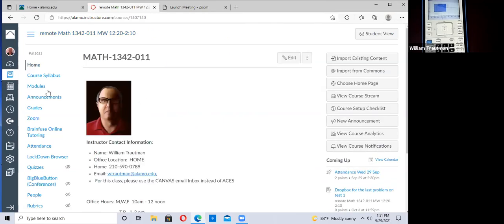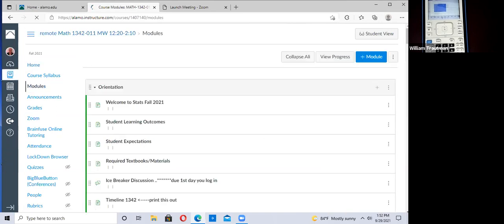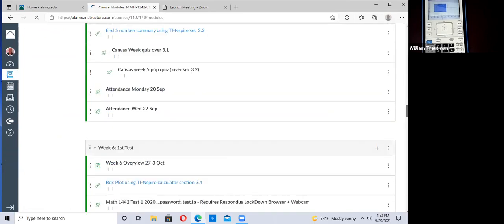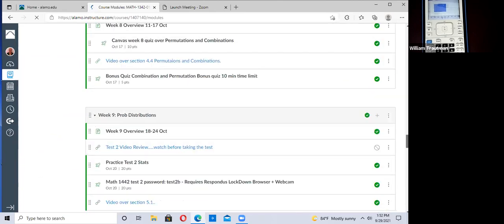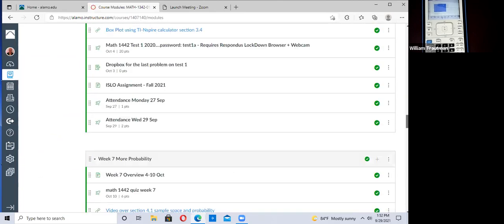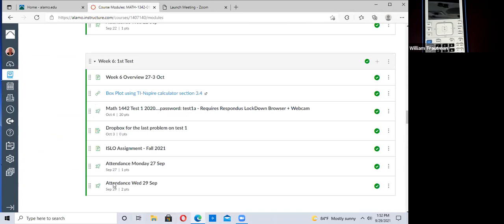That is the test. I think there was something else. Oh, I'll verify, but the password is test 1A. So make sure you know, right there is the password, test 1A, all lowercase.